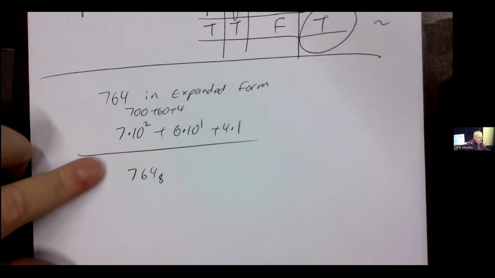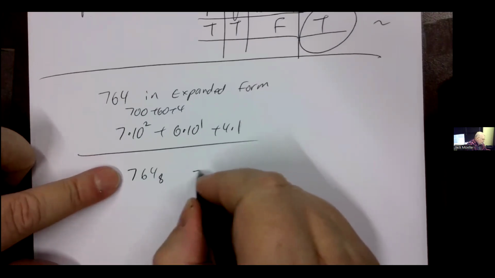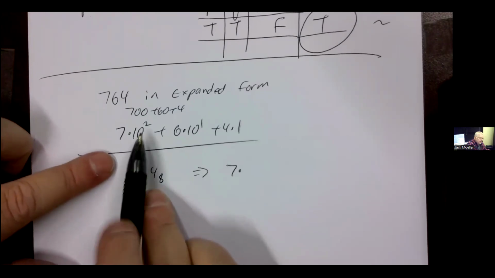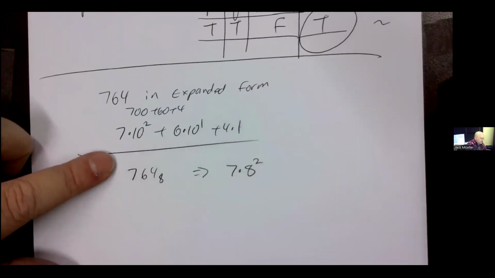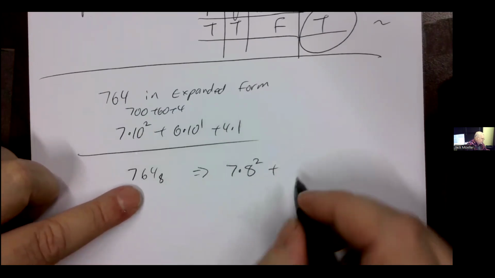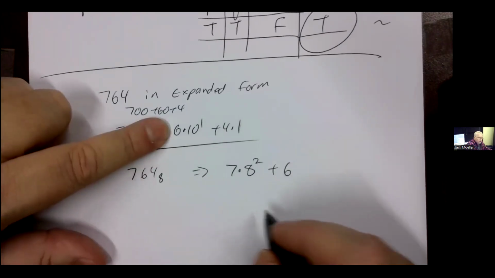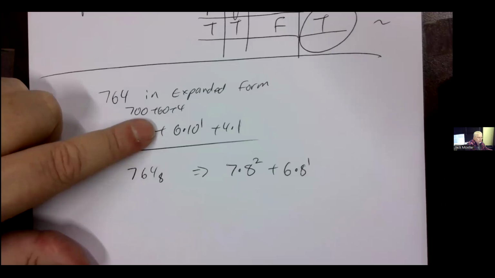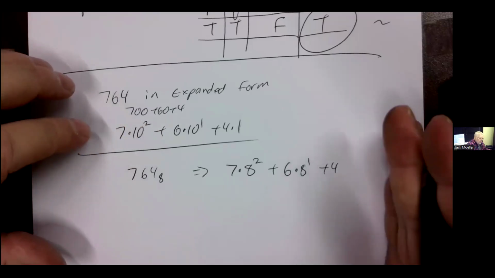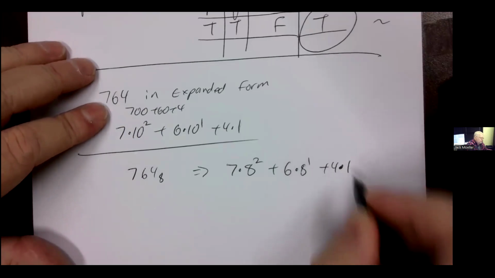So if we want expanded form in base 8, it would still be 7, but now instead of 10 to the second, it would be 8 to the second because our base is 8. And then plus, instead of 6 times 10 to the first, now it'd be times 8 to the first. And then for the 4, remember the rightmost place value is always 1.